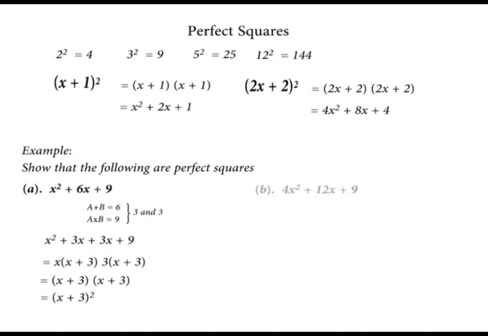B, 4x squared plus 12x plus 9. Two numbers a plus b should be equal to 12 and a times b should be equal to 36. Those numbers are 6 and 6.